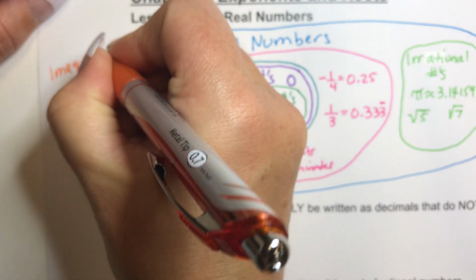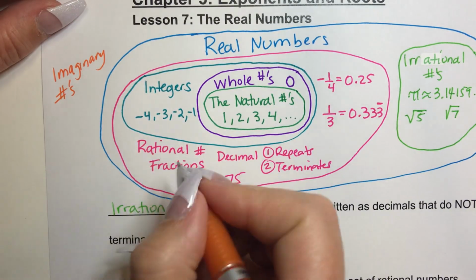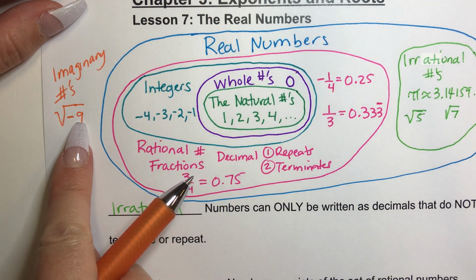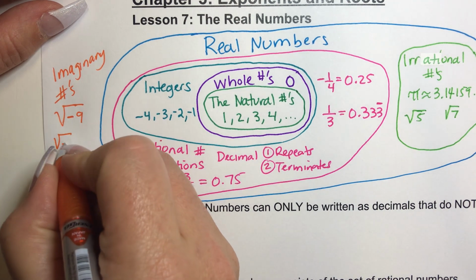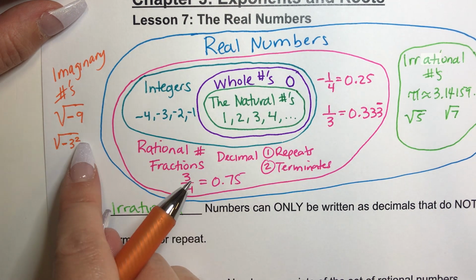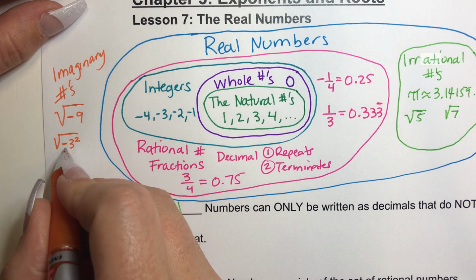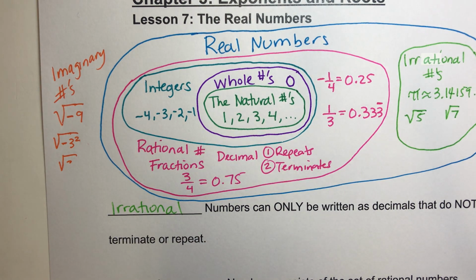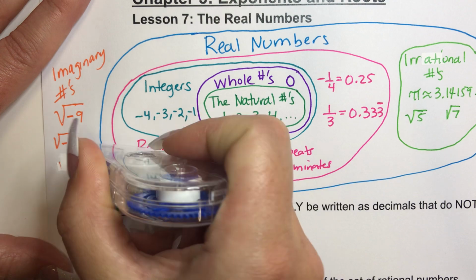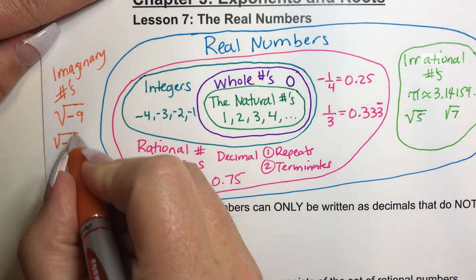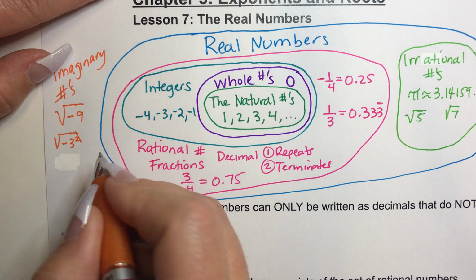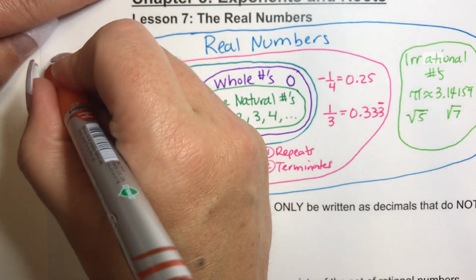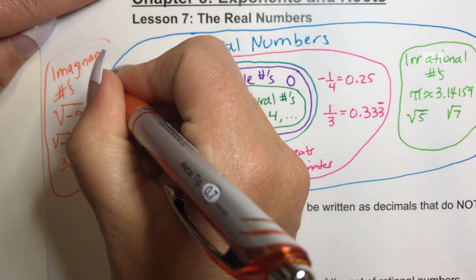Imaginary numbers, they're in their own circle, and it would be something like if you have the square root of -9. We know the square root of 9 is the same thing as 3 squared, and that square root cancels out that square, but when we have a negative number, the square root cancels out the squared, and the square root of a negative ends up being 3i. And so those are imaginary numbers. But you won't learn about those until Algebra 2.